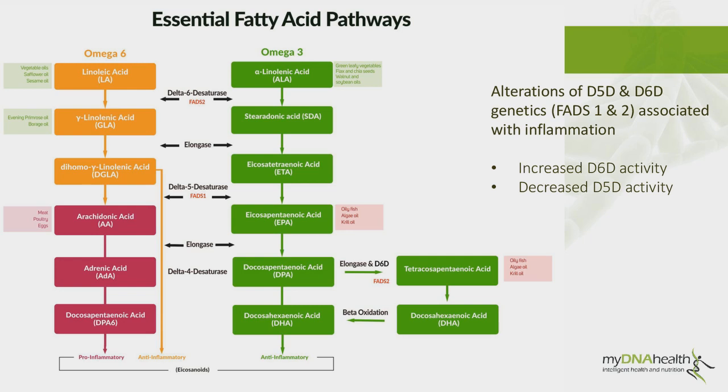So we know that alterations of two specific desaturase enzymes from their genes, the enzymes known as delta-6 desaturase and delta-5 desaturase, and the genes known as FADS1 and FADS2, are associated with inflammation. We have two SNPs that we look at. One within the D6D, so the FADS2, we know increases activity of that particular enzyme and would lead to a predisposition of running down the omega-6 side, so pro-inflammatory, whereas a decreased activity of the D5D enzyme, that FADS1 gene, there's a SNP there that can lead to decreased activity, and so less omega-3, less of the anti-inflammatory response. So it can be very useful to know which of these SNPs you may have, and which way your essential fatty acid pathway may follow.